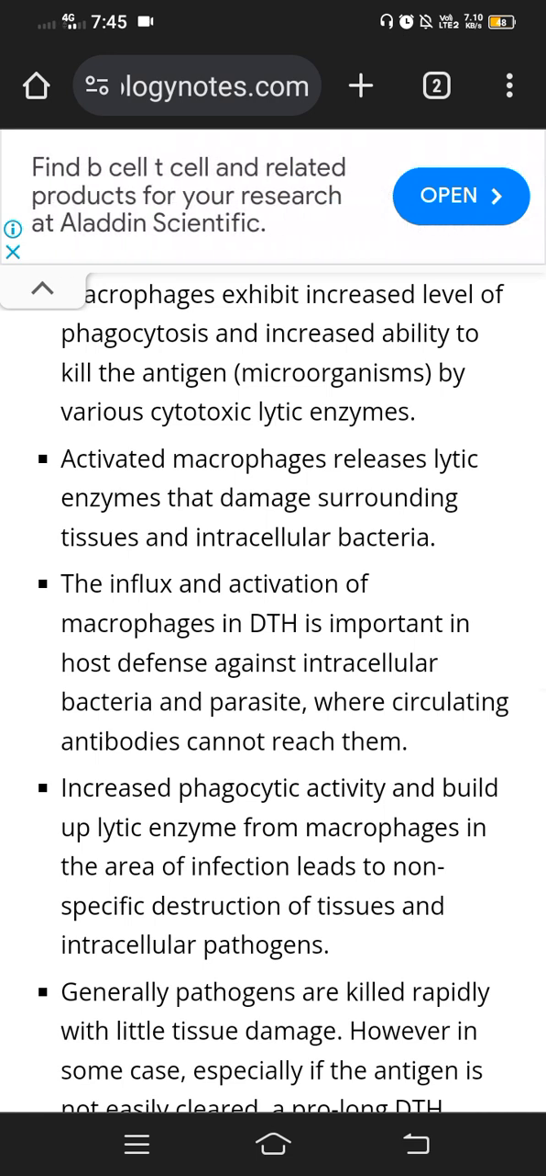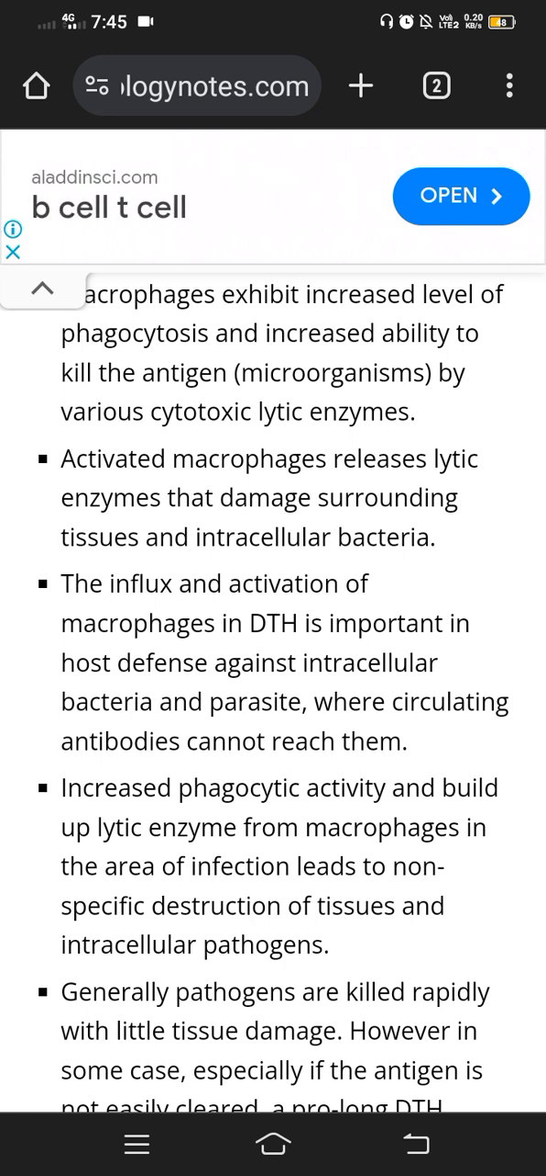Activated macrophages release lytic enzymes that damage surrounding tissues and intracellular bacteria. The influx and activation of macrophages in DTH is important in host defense against intracellular bacteria and parasites, where circulating antibodies cannot reach them.